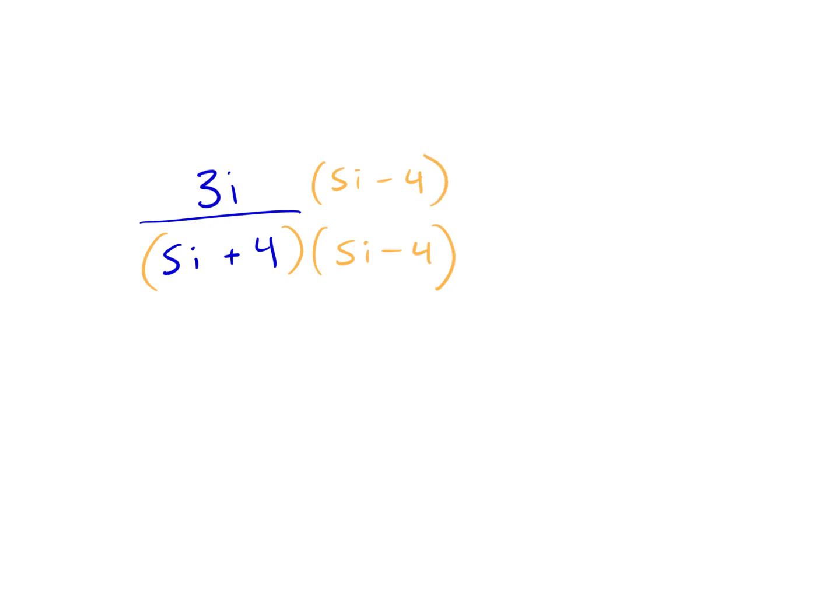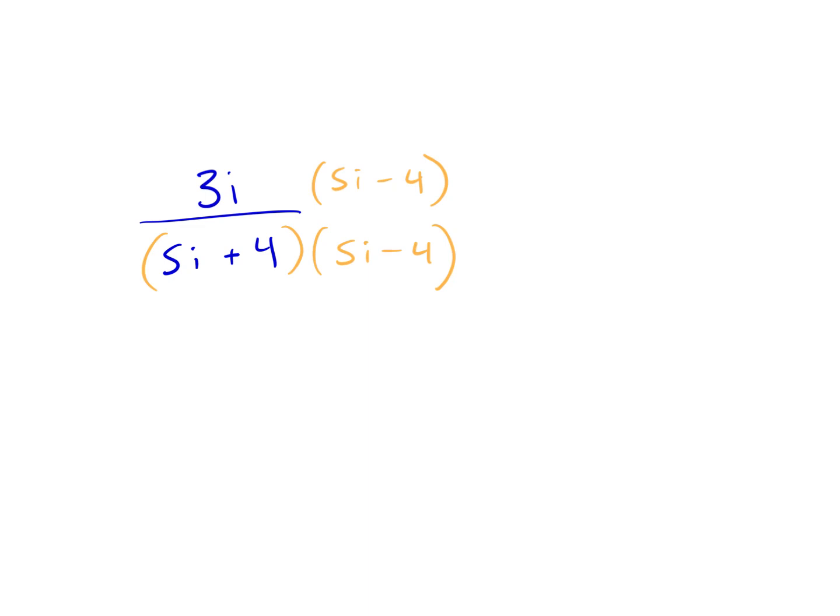All right, just for fun, let's say I had something like 3i over 5i plus 4. What would I do here? I multiply by the conjugate of the denominator, which would be 5i minus 4. Even though our i comes first in the denominator, we keep it the same when we make the conjugate. It'll still go away when we FOIL out the denominator.